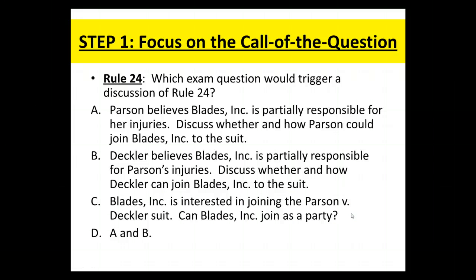Now realize there are other ways to phrase triggering discussion of any of these rules other than exactly as you see it here. You could rephrase this question, can Blades join themselves, or you can change it to something more general, like Blades consults you as an attorney and wants to know your advice on whether or not they can have any role to play in the suit, or something real broad like that. But what you're seeing here is what mechanical pieces are necessary in order to trigger these rules.